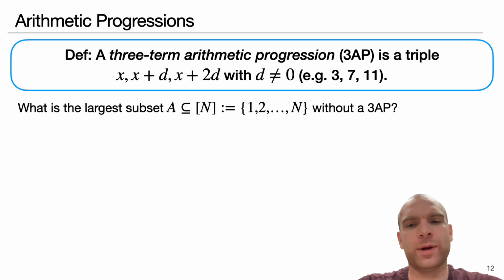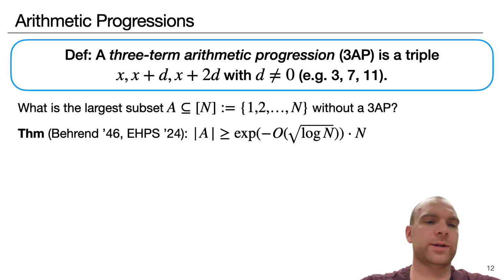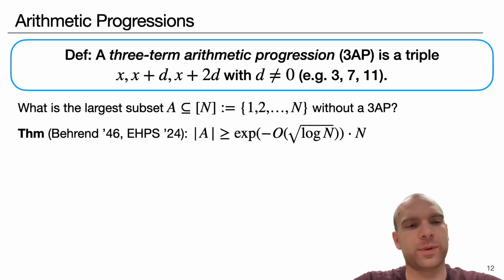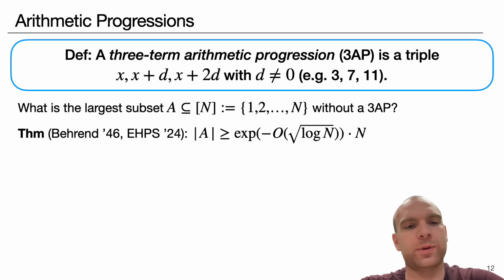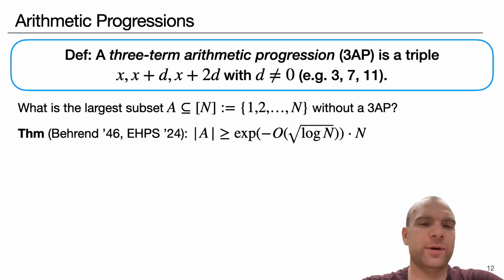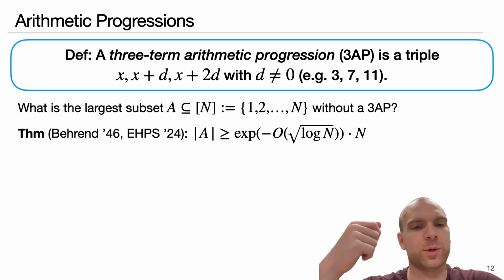And all the way back in the 40s, we had some interesting constructions, mainly by Behrend here, who showed that there is a large 3AP-free set, namely one with this strange sort of quasi-polynomial density. If you haven't seen this form before, this is something that's roughly in between inverse polynomial and inverse polylogarithmic.